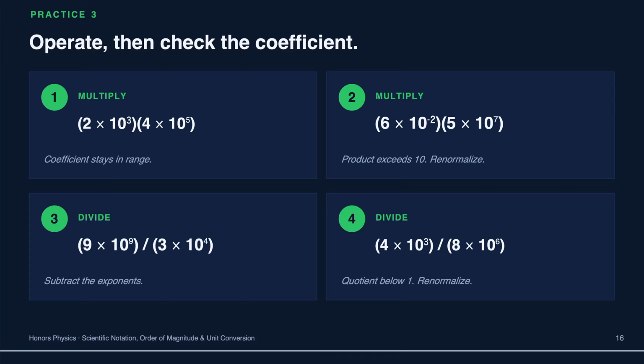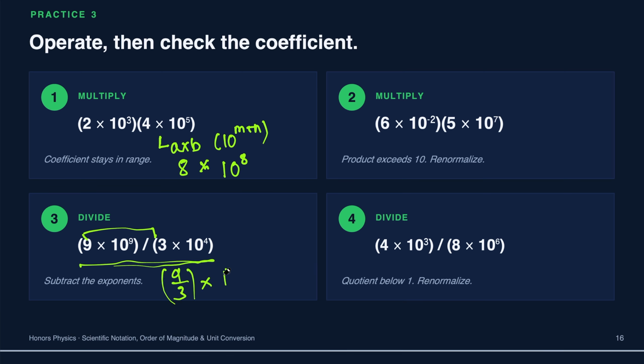Okay, so now let's go over them. First, this problem. This one is fairly straightforward. Multiply the a times the b, you get 8, and then the 10 to the m times 10 to the n, which becomes 10 to the m plus n, or in this case, 3 plus 5. So 10 to the 8. Okay, pretty straightforward. Over here, you divide 9 divided by 3 times 10 to the 9 minus 4, or 3 times 10 to the 5.